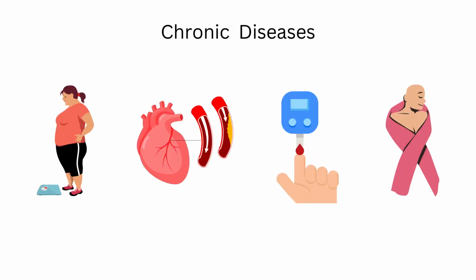Today let's explore chronic diseases. What are chronic diseases and how do they impact our lives? There are 4 major chronic diseases in the world today. A. Obesity. B. Heart-related problems or heart-related ailments, which includes hypertension. C. Cancer. And D. Diabetes.